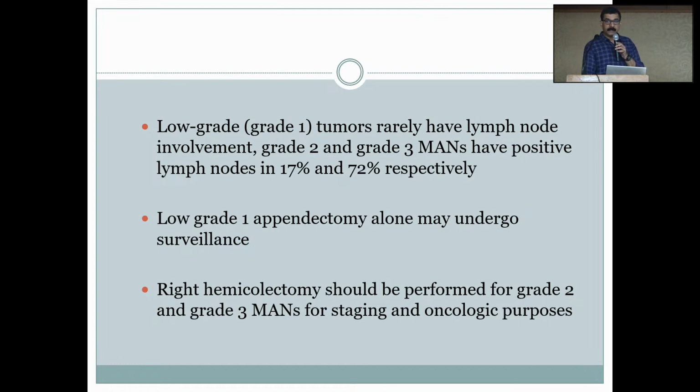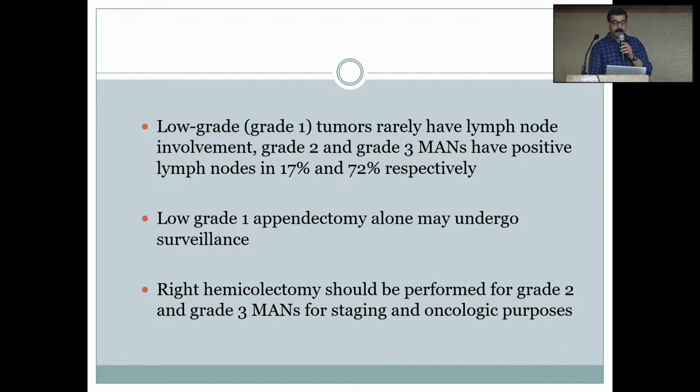That gives us an indication that lymph node dissection should be done. In oncology, the majority of organ resection depends upon how much lymph node dissection has to be done. So in such cases, we have to go for a right hemicolectomy.